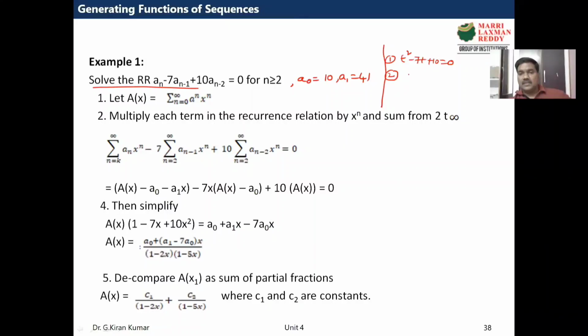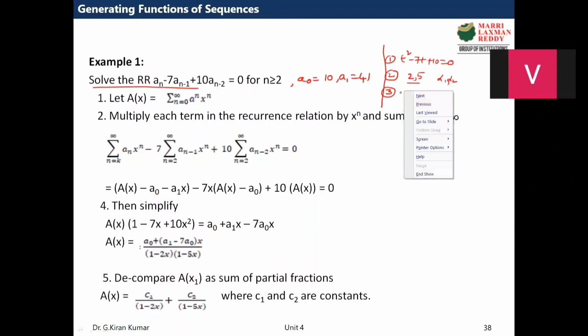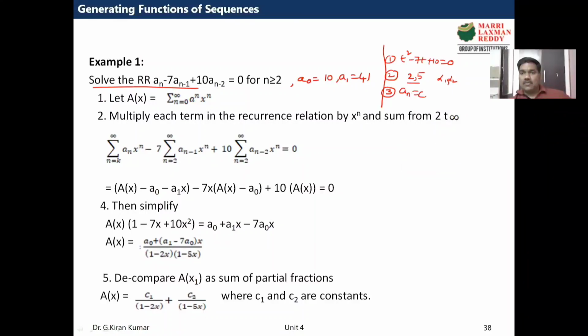What are the roots here? 5 comma 2, or 2, 5. Okay, and the third step is to write the general solution. So the roots are distinct here, alpha 1 and alpha 2. So what is the general solution? a n equal to c1 2 power n plus c2 5 power n. That's all. And of course, we solve for C1, C2 using the initial conditions.